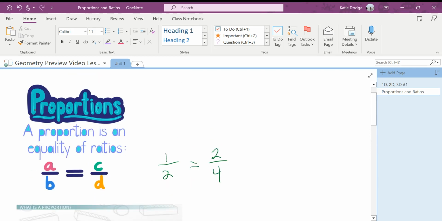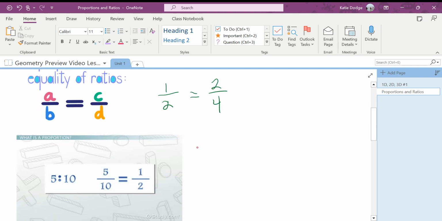A proportion is just an equality of ratios, and ratios can also be expressed as fractions. So I could have some fraction a over b, which is equal to c over d. For example, a over b could be 1 over 2. Then we know that must be equal to some other proportion, for example, 2 over 4, because 2 is half of 4, we know that this is a true statement.